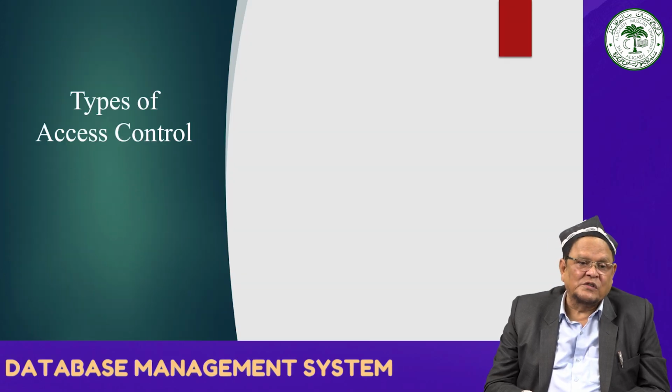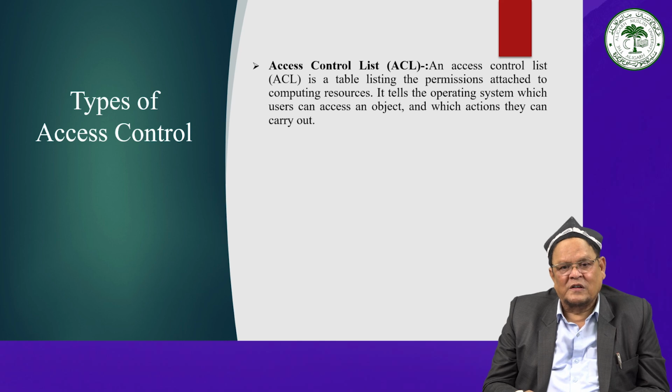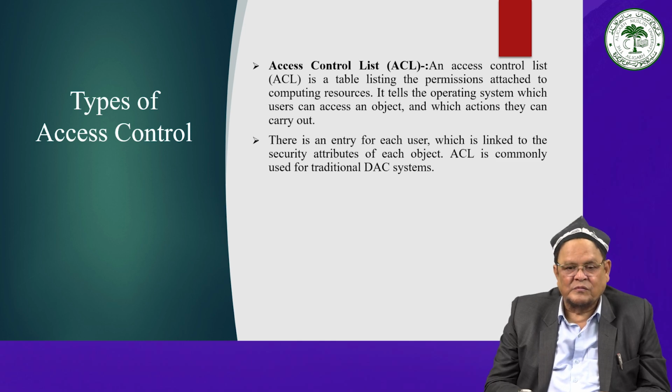So there are other types of control systems. ACL, access control list, is a table listing the permissions attached to computing resources. It tells the operating system which user can access an object and which actions they can carry out. Like the table in the previous example, you can see like that. There is an entry for each user which is linked to the security attributes of each object. ACL is commonly used for traditional DAC systems.